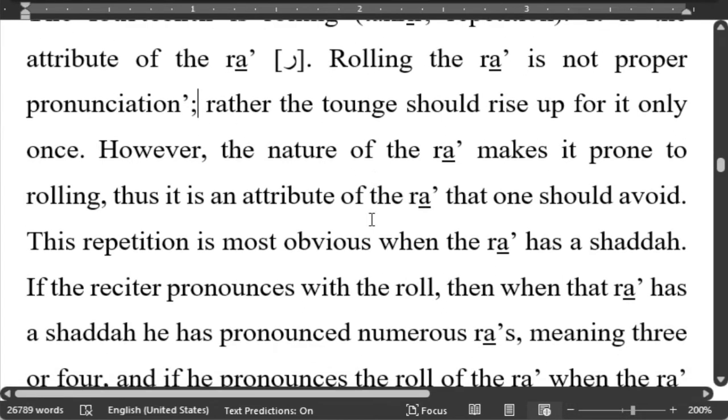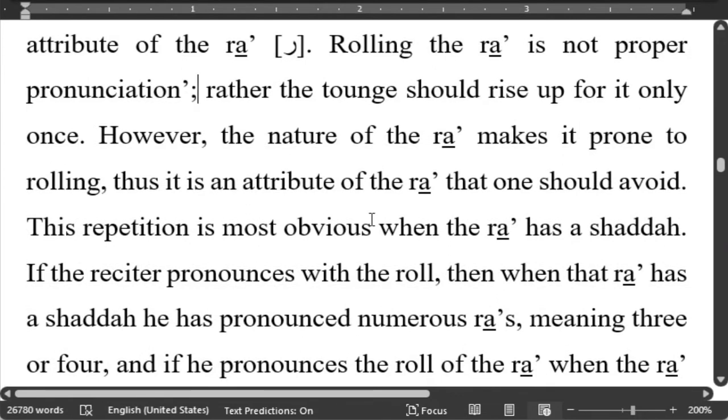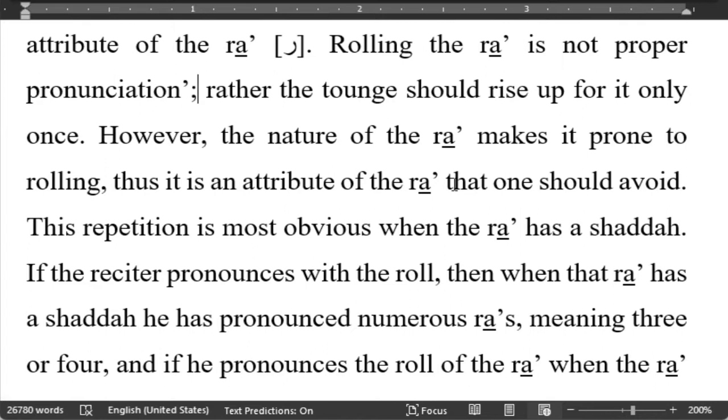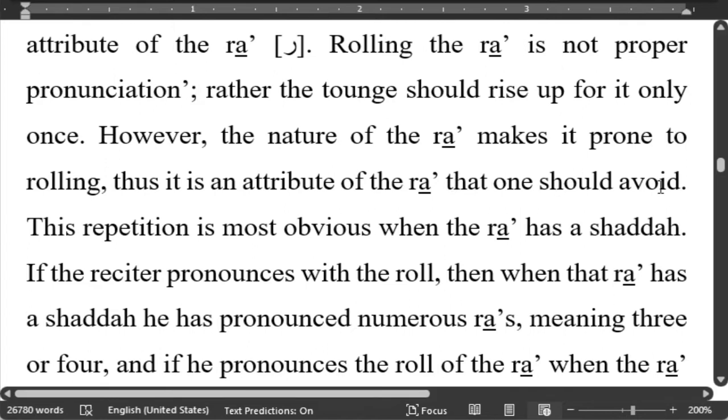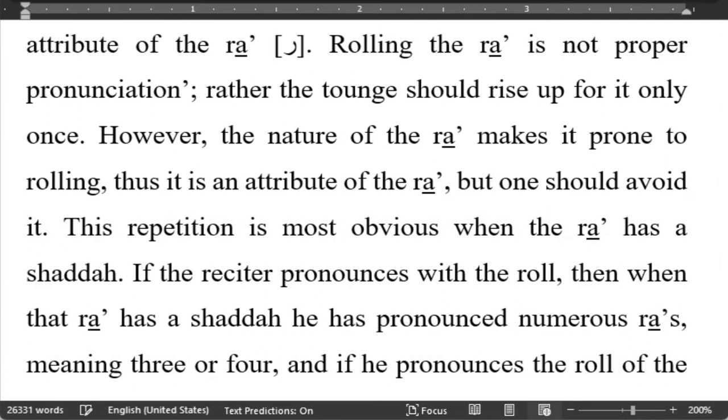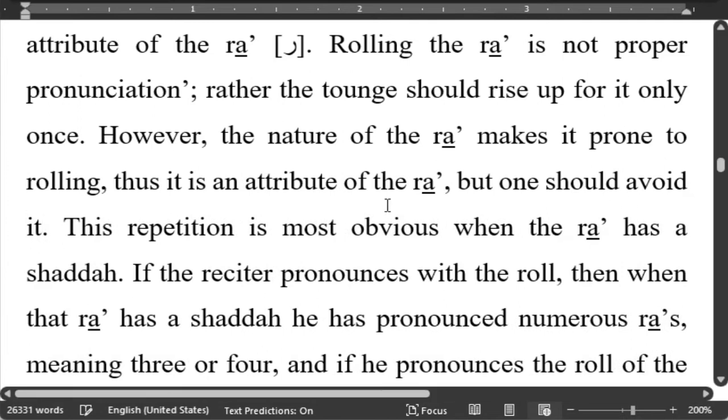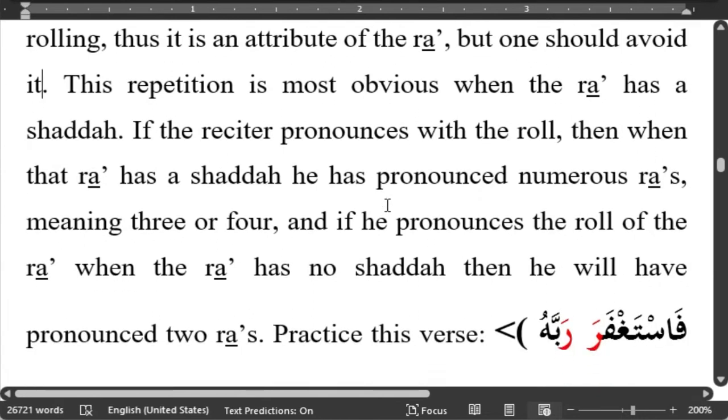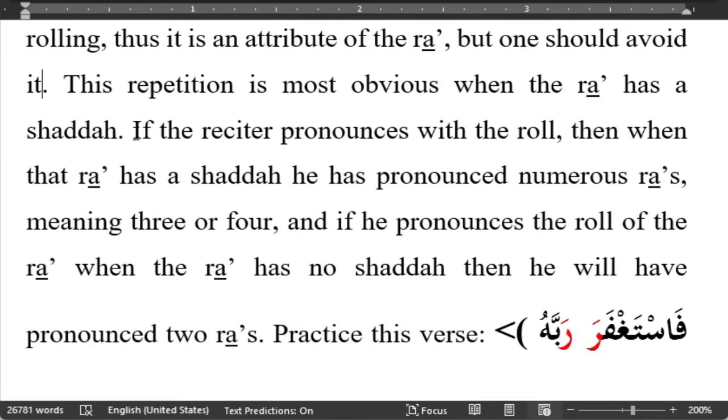However, the nature of the ra makes it prone to rolling. Thus, rolling or repetition is an attribute of the ra, but one should avoid it. This repetition is most obvious when the ra has a shadda. So you might catch that in some reciters. And you might have that yourself. So practice that, not letting your ra go.